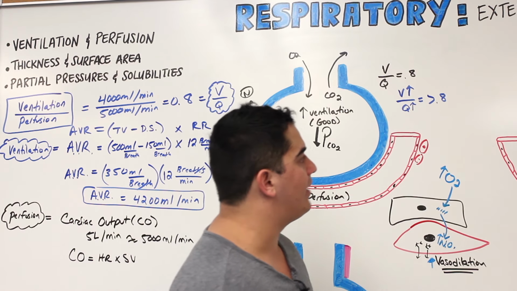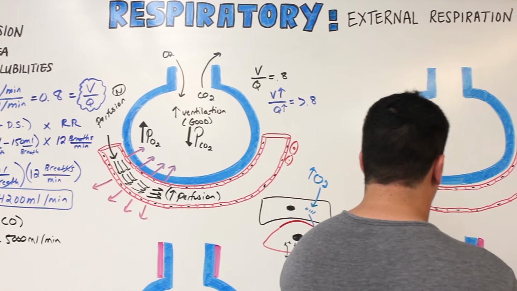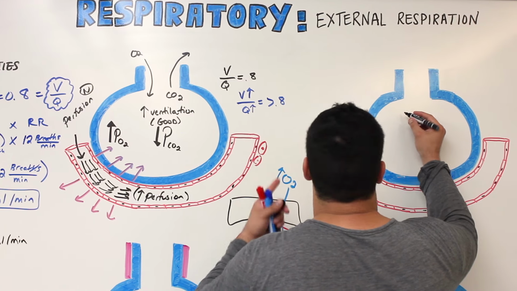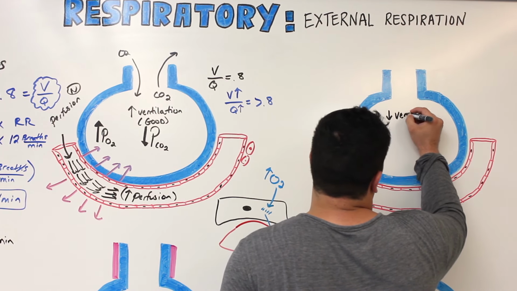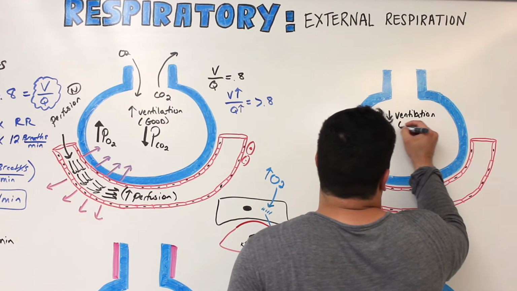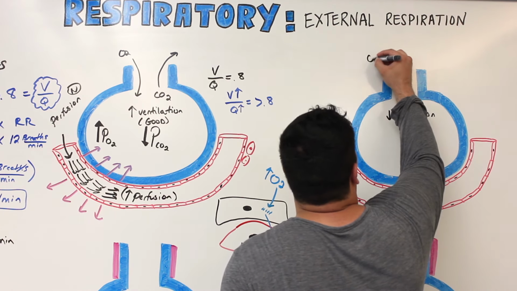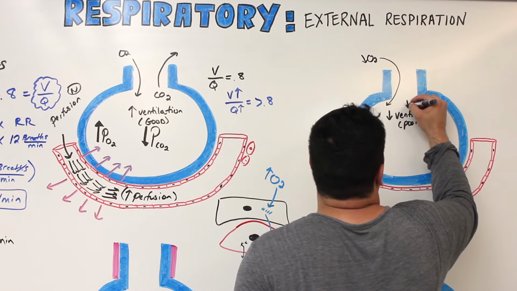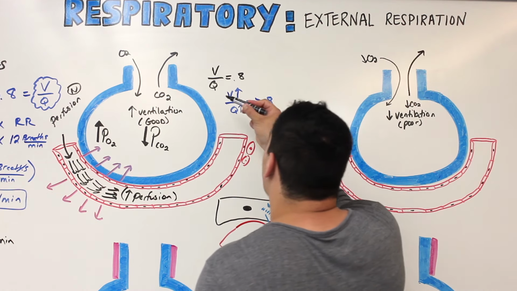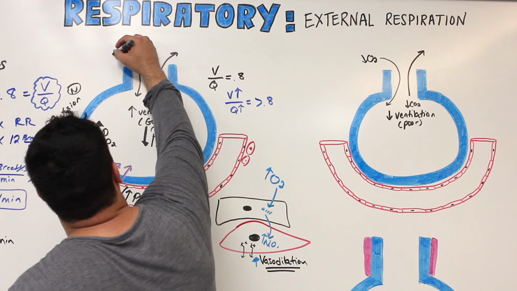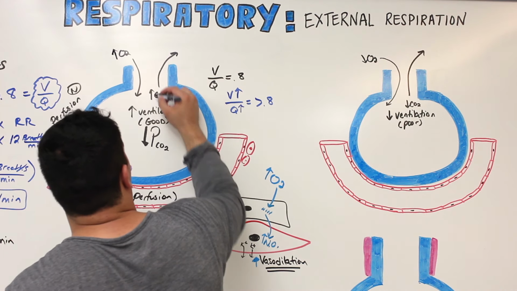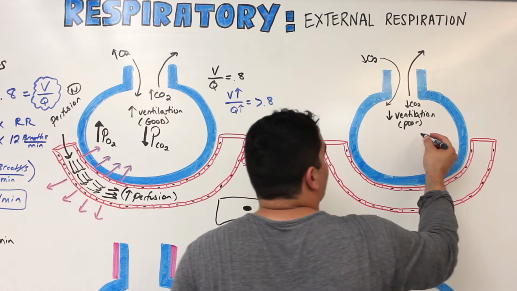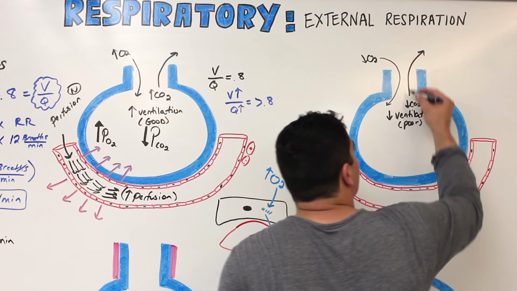Now let's go over to this alveolus and see what happens when we have the exact opposite situation occurring. Let's say for some reason there's poor ventilation to this alveolus. So poor ventilation meaning what? Very little oxygen is coming in and very little CO2 is going out. Whereas in the opposite situation over here, what was happening? There was a lot of oxygen coming in and a lot of CO2 going out. In this situation, there's little oxygen coming in and little CO2 going out.